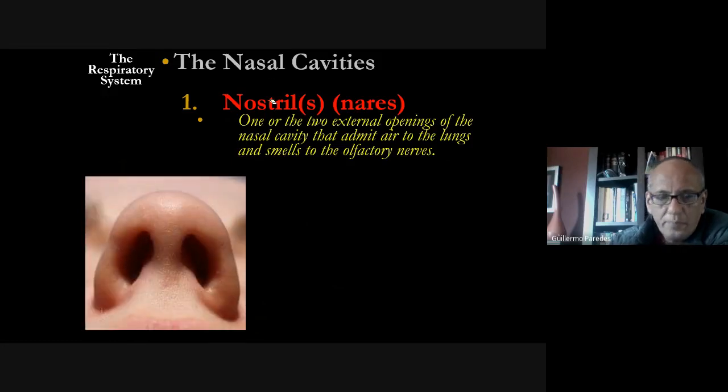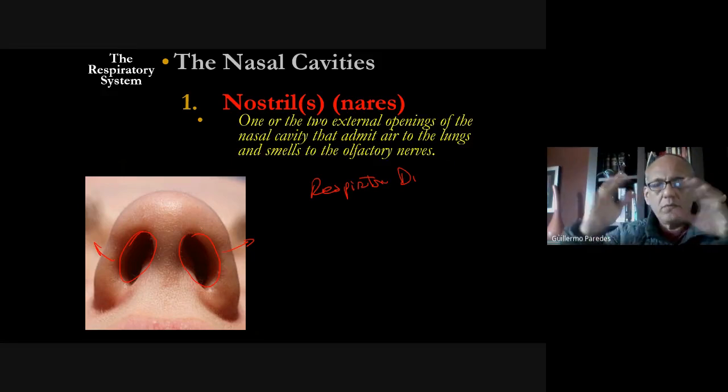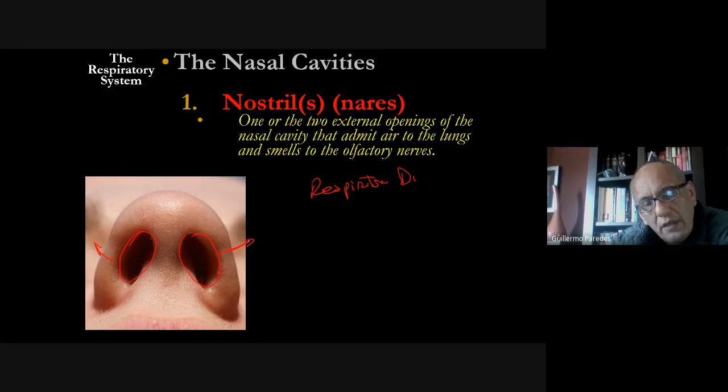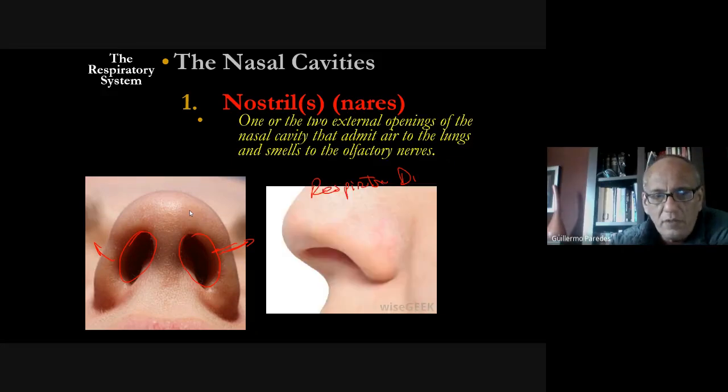The nostrils are going to be this area. When you have respiratory distress, you will see that this is like a flaring. This is moving like this, right? Your nose is not moving like that when you're breathing normally. It's going to go on back, go on back, go on back. You visualize that; that is called the nares or nostril. That flapping is going to happen when you have respiratory distress.